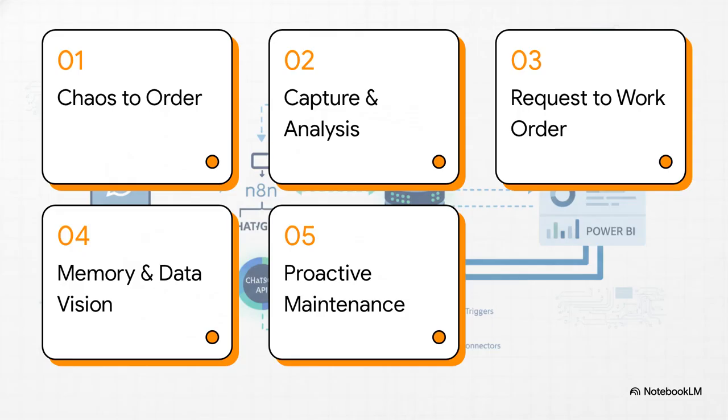All right, so here's our game plan. We're going to build this thing out in 5 logical stages. First, we'll bring some order to all that chaos by laying a proper foundation. Then, we'll automate how we capture and analyze every single request. After that, we turn those requests into official work orders. Then, we build a central memory, a brain really, for all our data. And finally, we get to the real prize, making that huge shift to proactive maintenance.